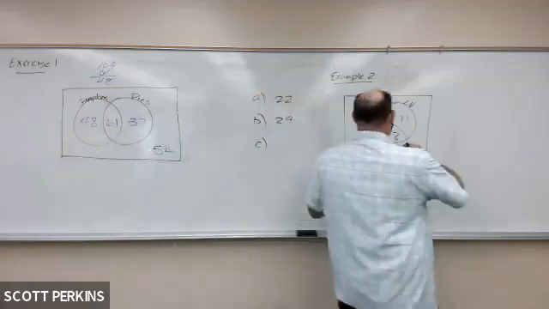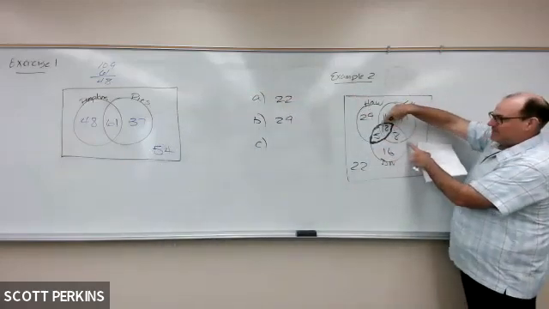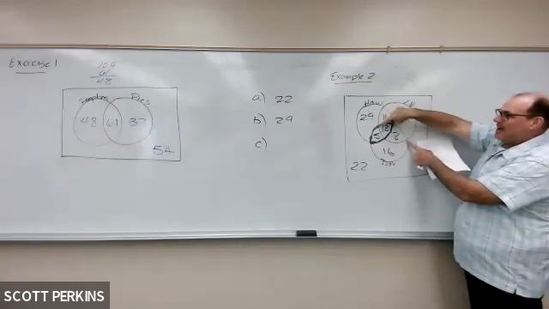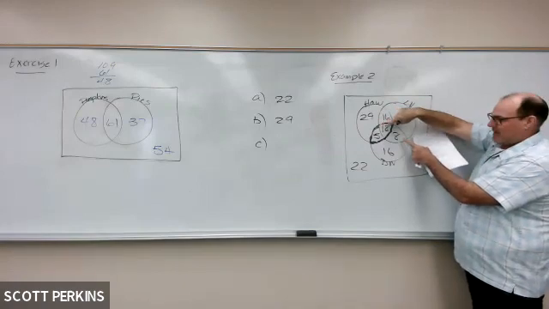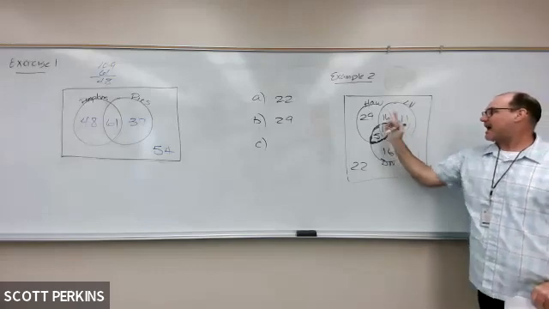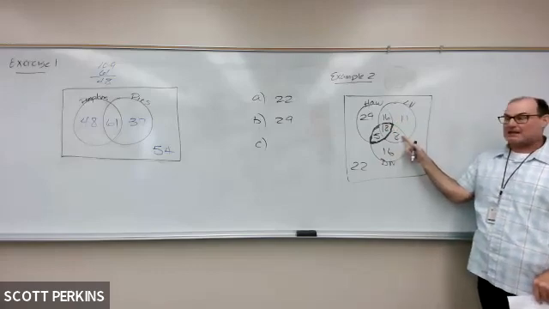So Disney World and Las Vegas is right here. This eyeball right here. How many of those people did not want to go to Hawaii though? 8. The 18 is the ones that want to go to all 3. So the but not Hawaii are these people right here, the 8.